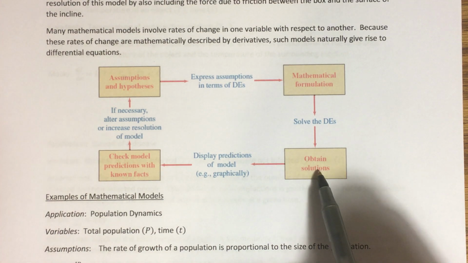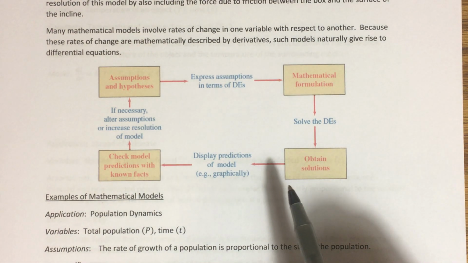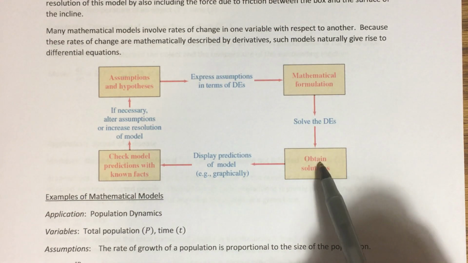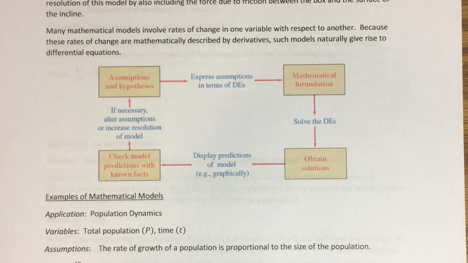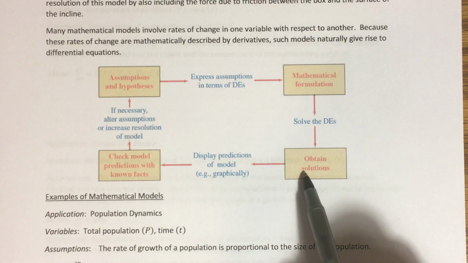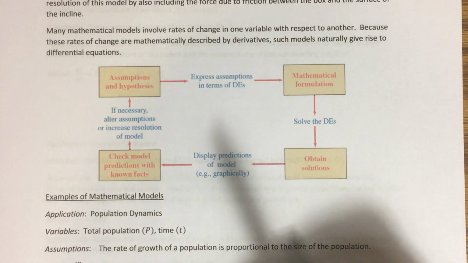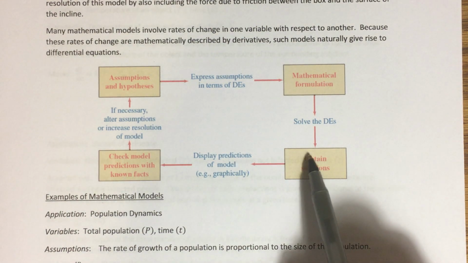Okay, now we have this solution, which again, in the case of a differential equation, is a function. We have a function here. If this is the example of trying to mathematically describe the height of a falling object over time, then what we would have here is a function where your input is time and your output is height. That's what we would be looking at.